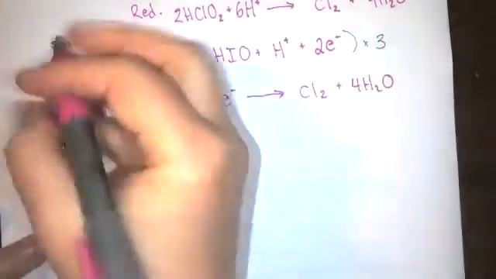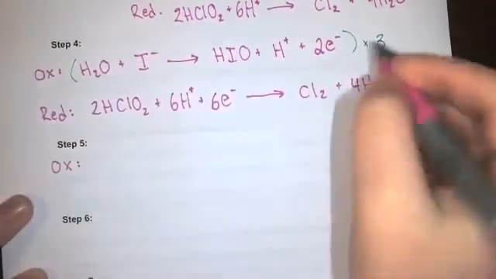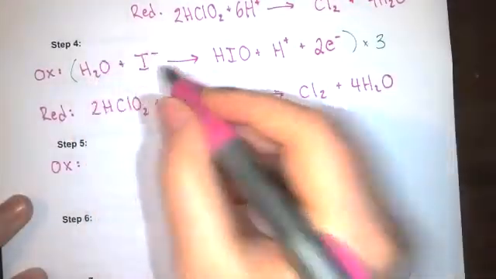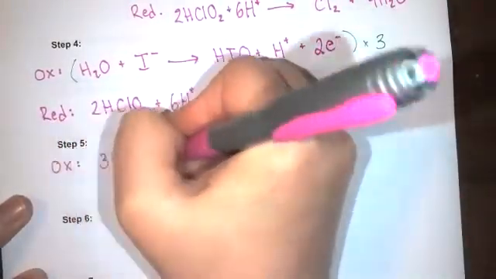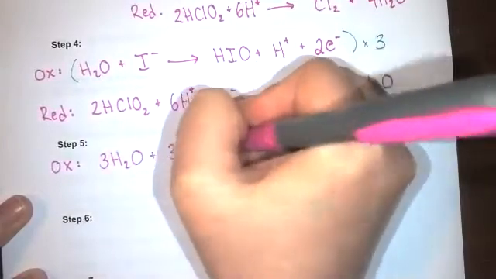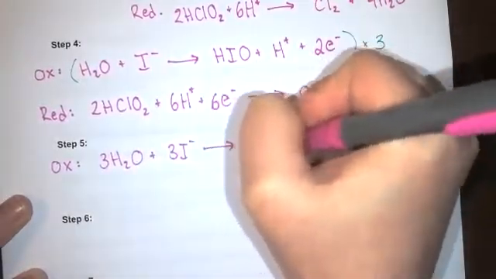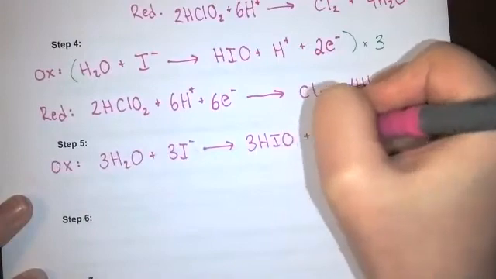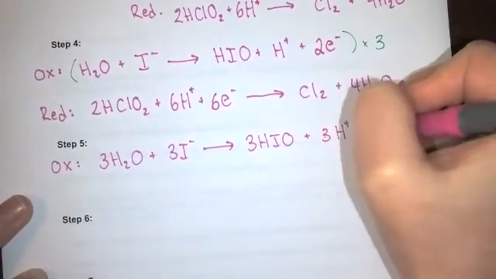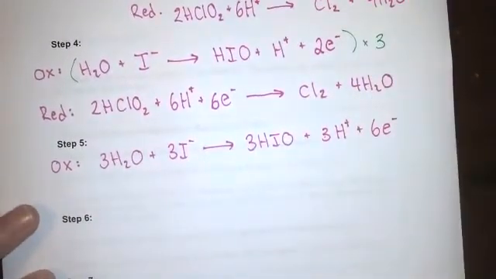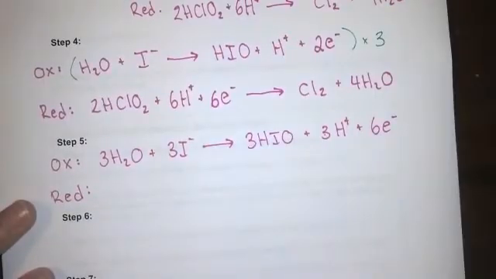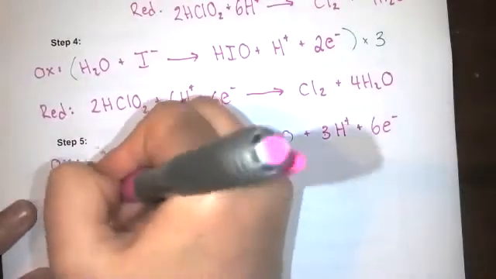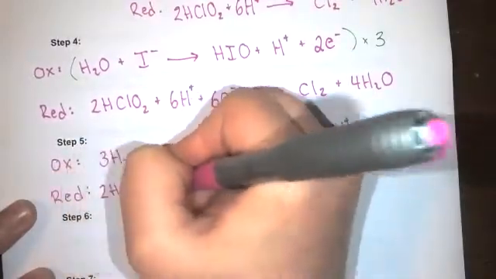So let's apply that. So this 3 hits now every single substance. So now I'll have 3 water molecules, 3 iodines, and then 3 of all my products here, and a total now of 6 electrons. Now I didn't do anything to my reduction. It was already at 6 electrons, so I'll just rewrite it out again.